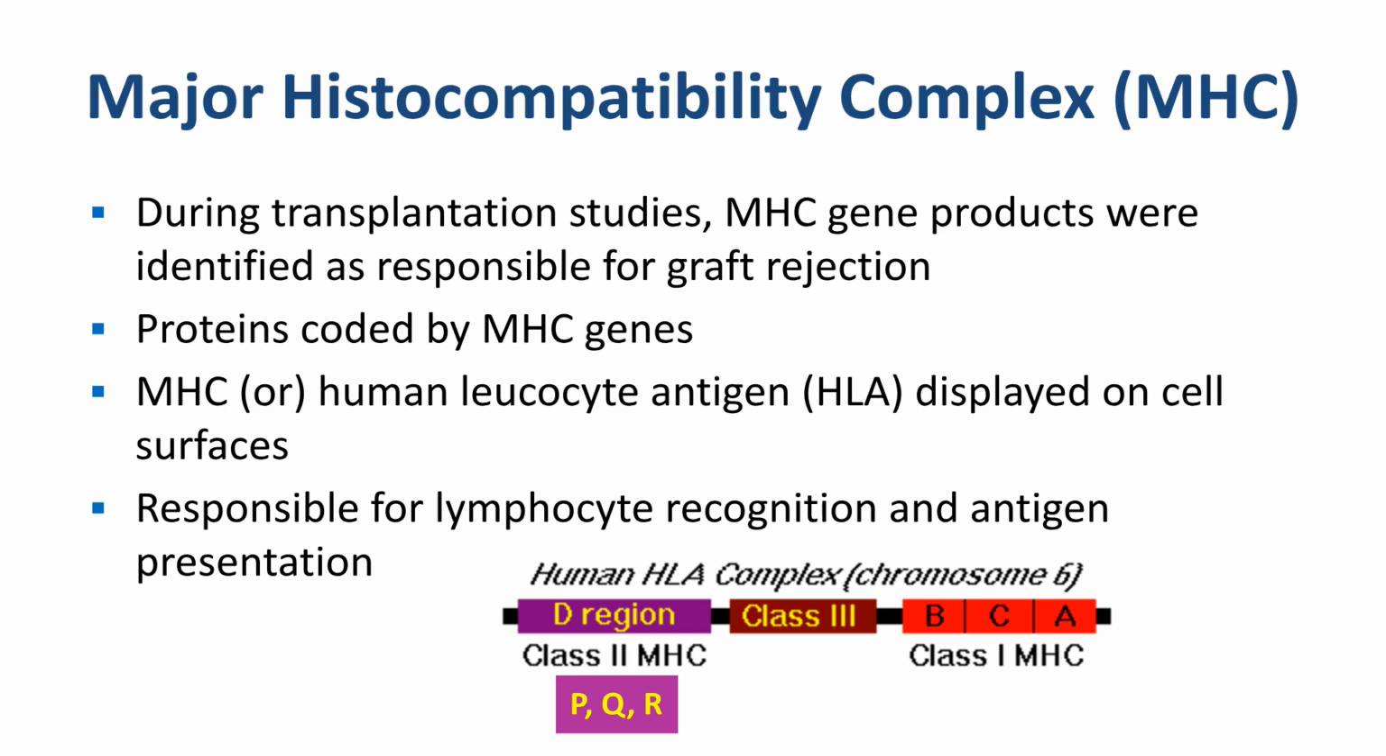The major histocompatibility complex was discovered through transplantation studies when scientists noticed that tissue grafts between individuals were often rejected. MHC gene products were identified as responsible for this graft rejection. MHC refers to proteins coded by a cluster of genes on chromosome 6 in humans. In humans, MHC is also called human leukocyte antigen, or HLA, because these proteins were first discovered on white blood cells. MHC molecules are displayed on cell surfaces and serve two critical functions.